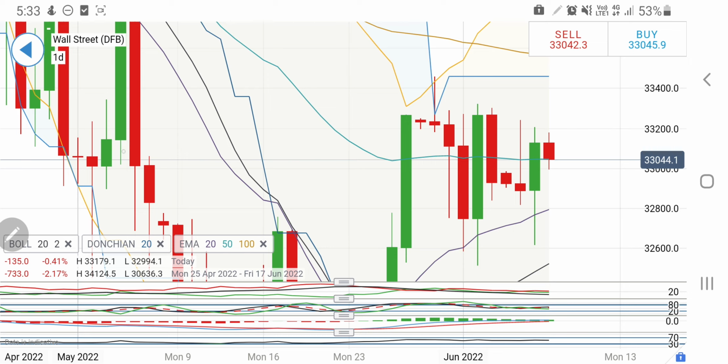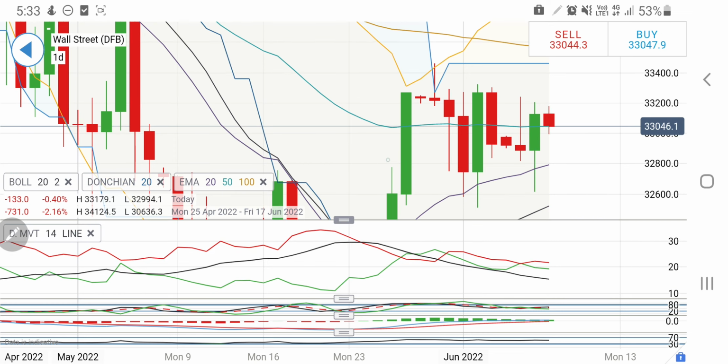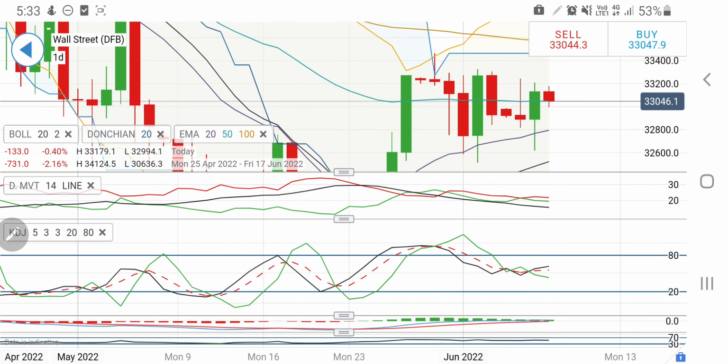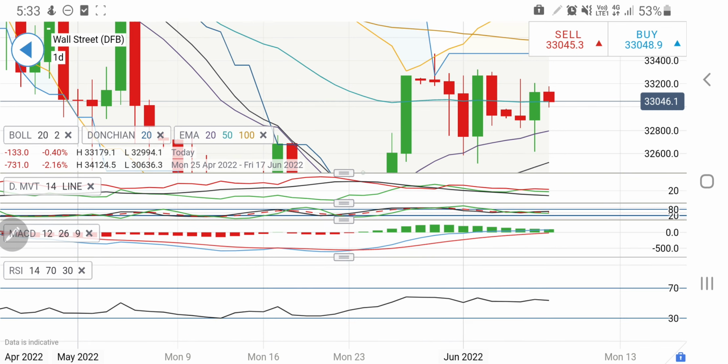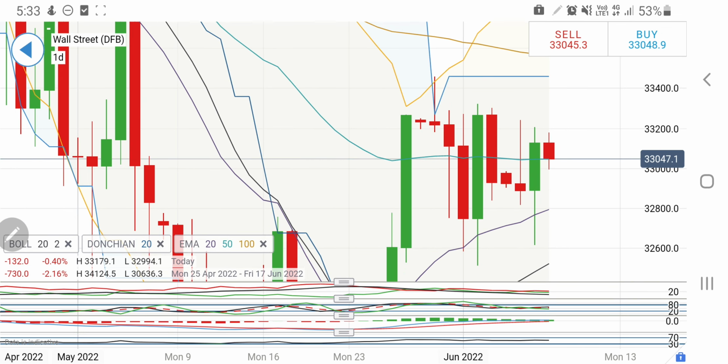So on the daily charts, here it is. We have seen lower highs, we have seen higher lows. It is trying to consolidate. And if you look at the indicators, they are bearish: the stochastic is trading flat, the MACD is looking downwards, and the RSI is trading flat. So yes, let me summarize.